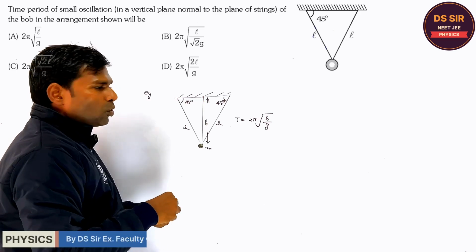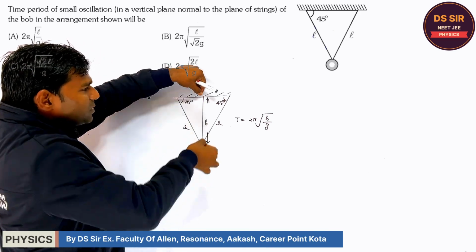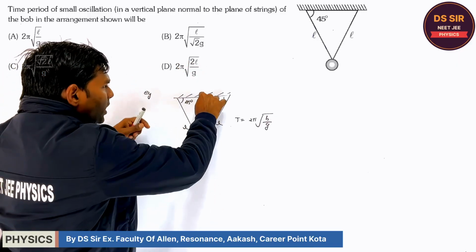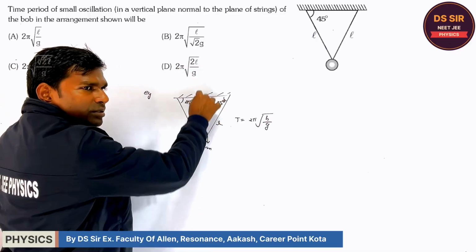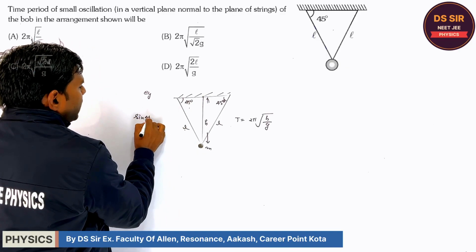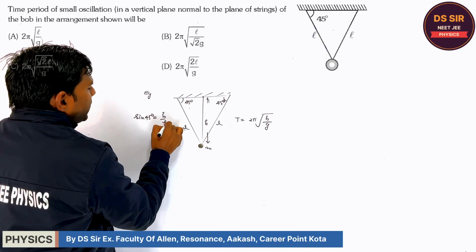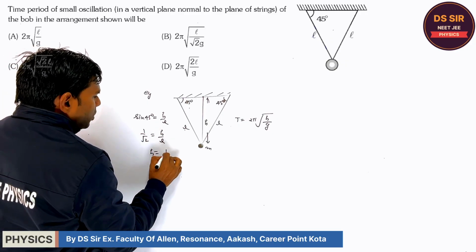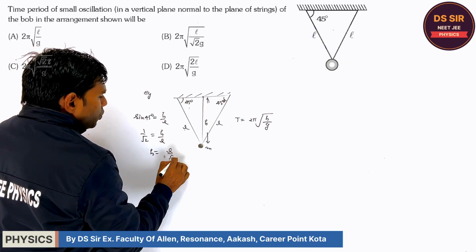What is the motion? What type of the motion? It is displaced by this and it is oscillating like this. So it will be the H, right? So if this is L, you may apply sin 45 is equal to H by L, which is 1 upon root 2, is equal to H by L. So the H is equal to L upon root 2.